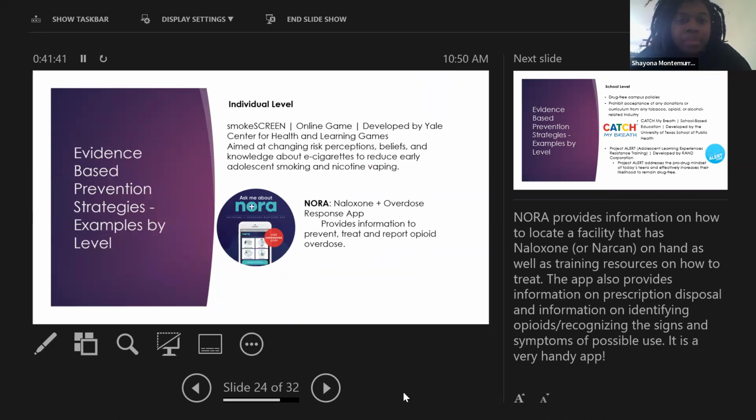So I believe it was Elke? Yes. So I'm going to cover some different evidence-based strategies based on different levels: individual level, school level, and community level.